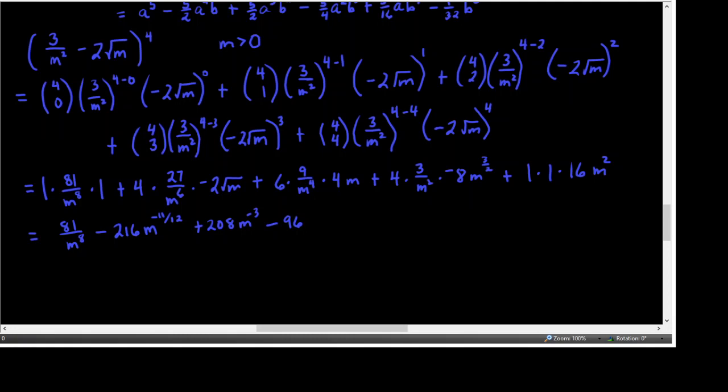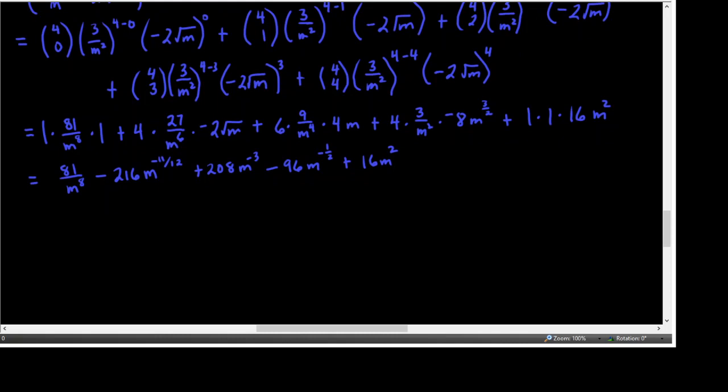12 times negative 8 is negative 96. M to the 3/2 divided by m squared. 3/2 minus 2 is negative 1/2. And of course 1 times 1 times that is just that. And that's a good answer. If you were not supposed to leave negative exponents, if that was kind of a forbidden thing, let me write a final answer that you might need to know is equivalent to the one we just wrote.